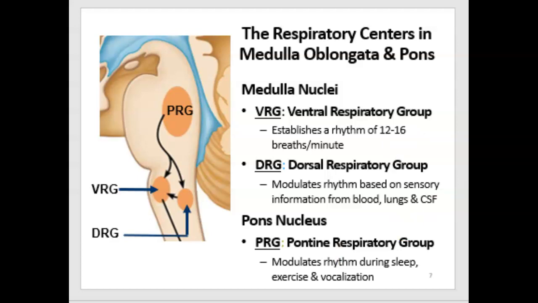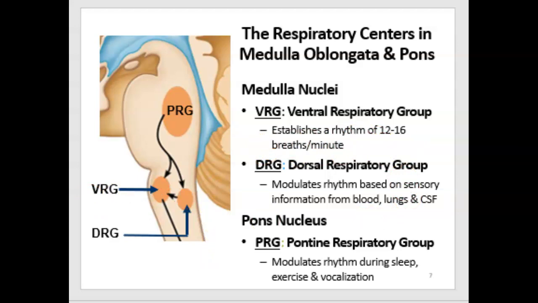But the DRG is the one that receives sensory information from the blood, from the lungs, even from the cerebral spinal fluid and the airways. So what that means is that this DRG can send signals, either excitatory or inhibitory, to the VRG to make it change its rhythm.